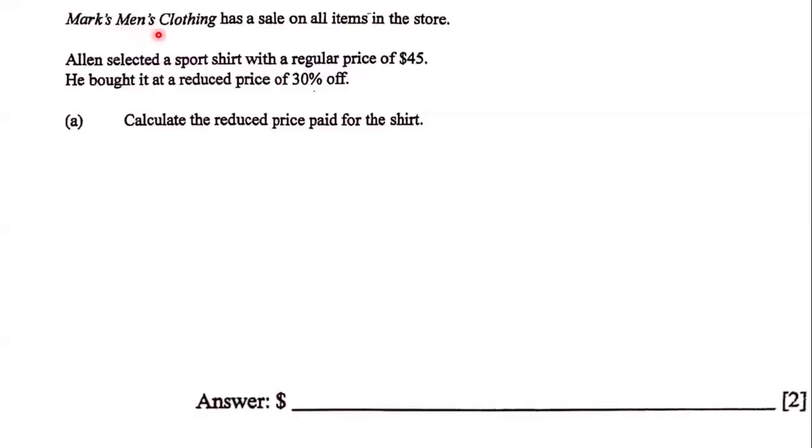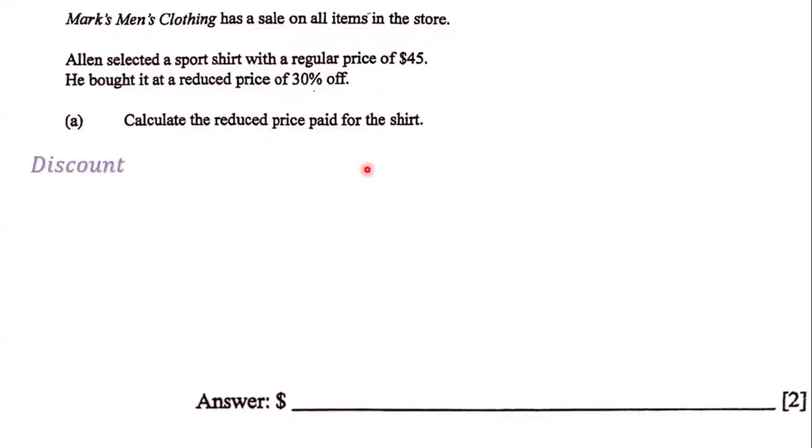Mark's men's clothing has a sale on all items in the store. Let's read that again. Mark's men's clothing has a sale on all items in the store. Alan selected a sports shirt with a regular price of $45. He bought it at a reduced price of 35% off. Calculate the reduced price paid for the shirt.